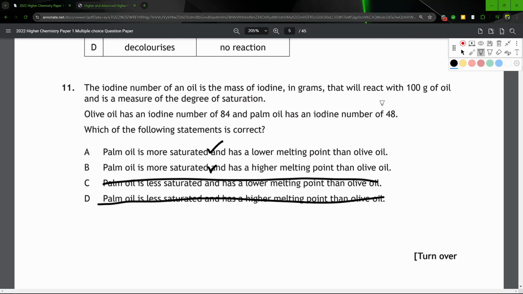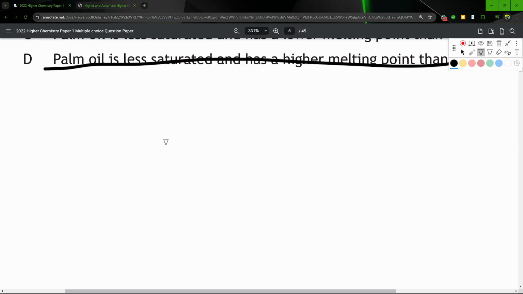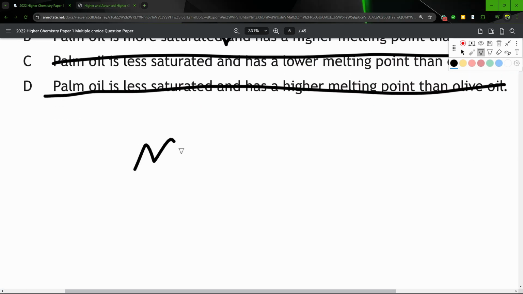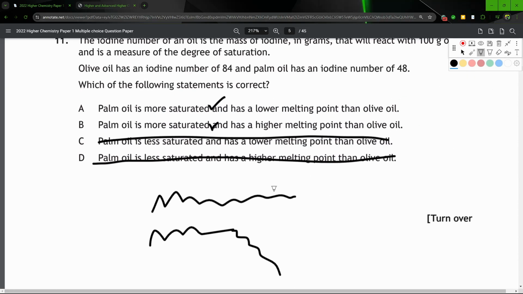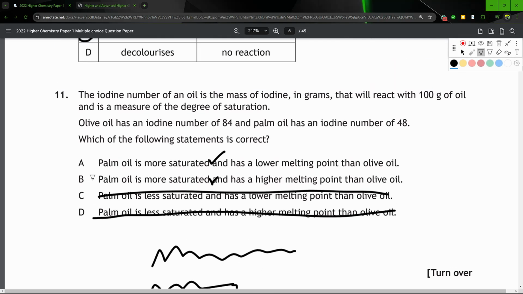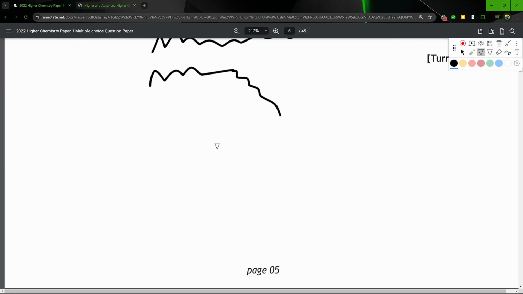therefore stronger LDF. Also, a saturated hydrocarbon chain would be mostly straight, but when you have an unsaturated one, you get bits where it kind of breaks off and goes in another direction. If you have it nice and straight, then all of them can lie very neatly against each other, which means you would have more forces between them, and that means you'd have a higher melting point than olive oil. So it's B.